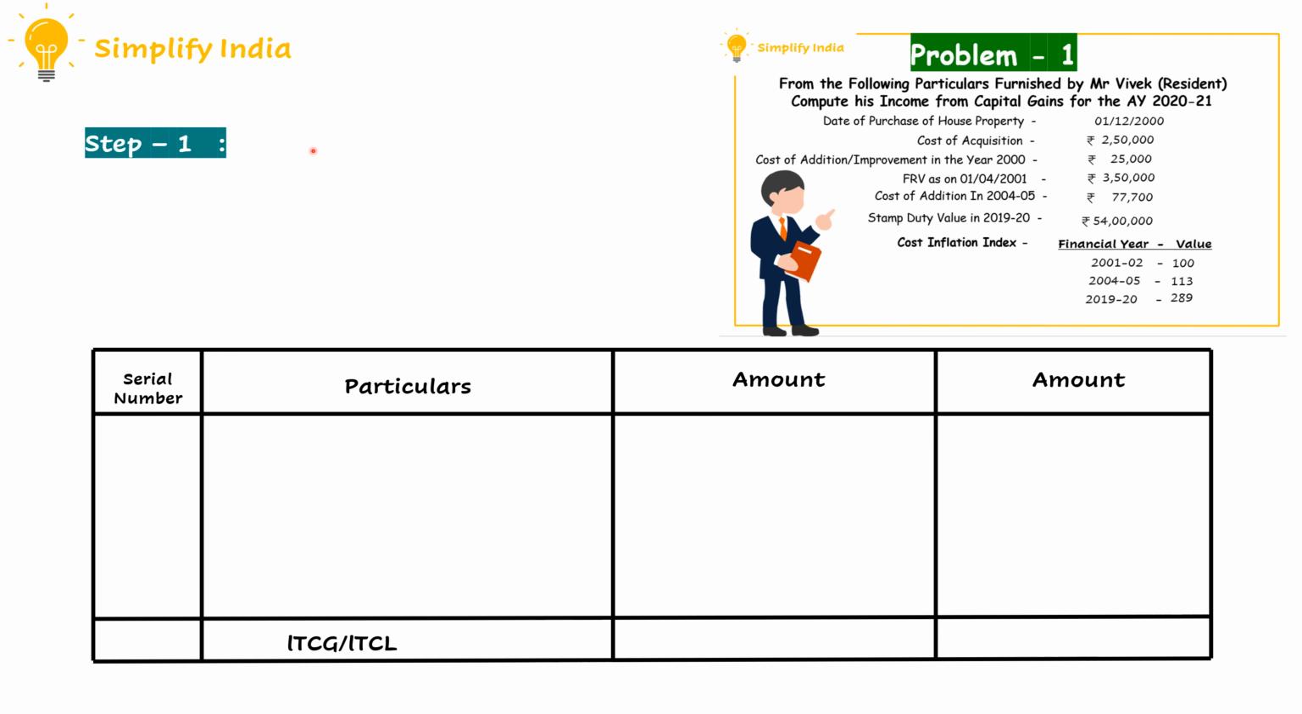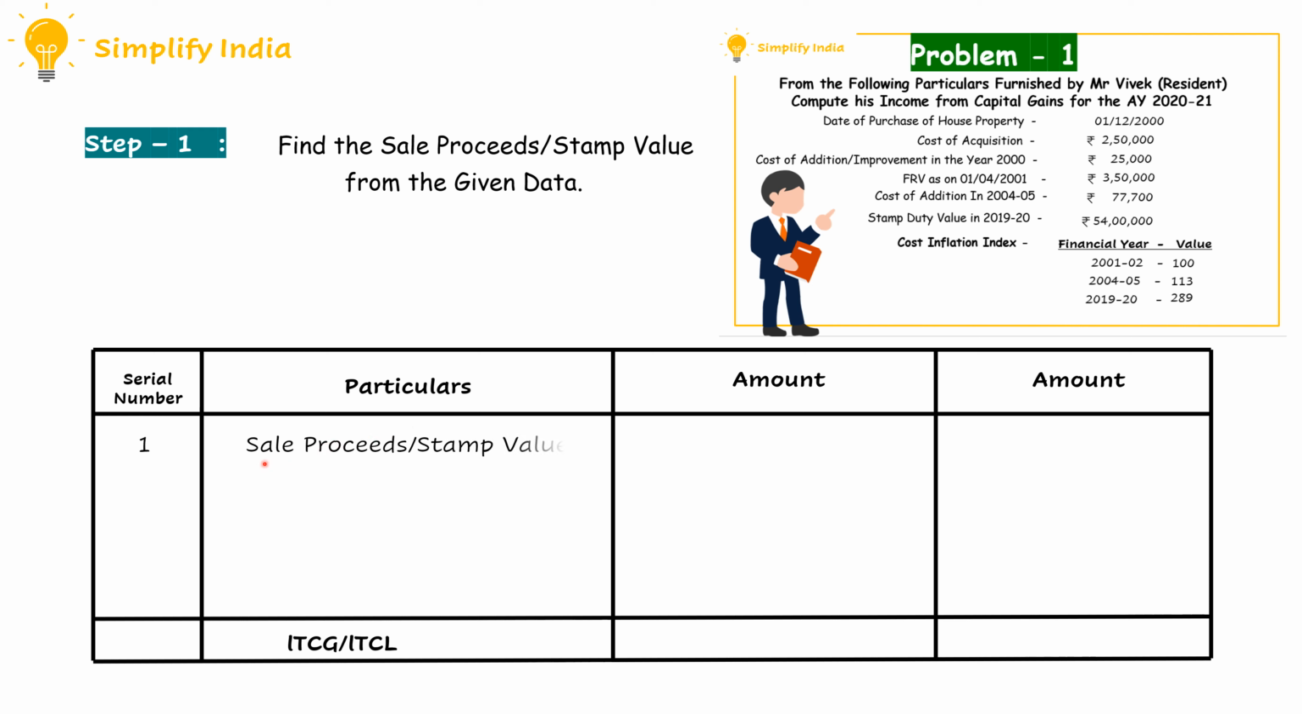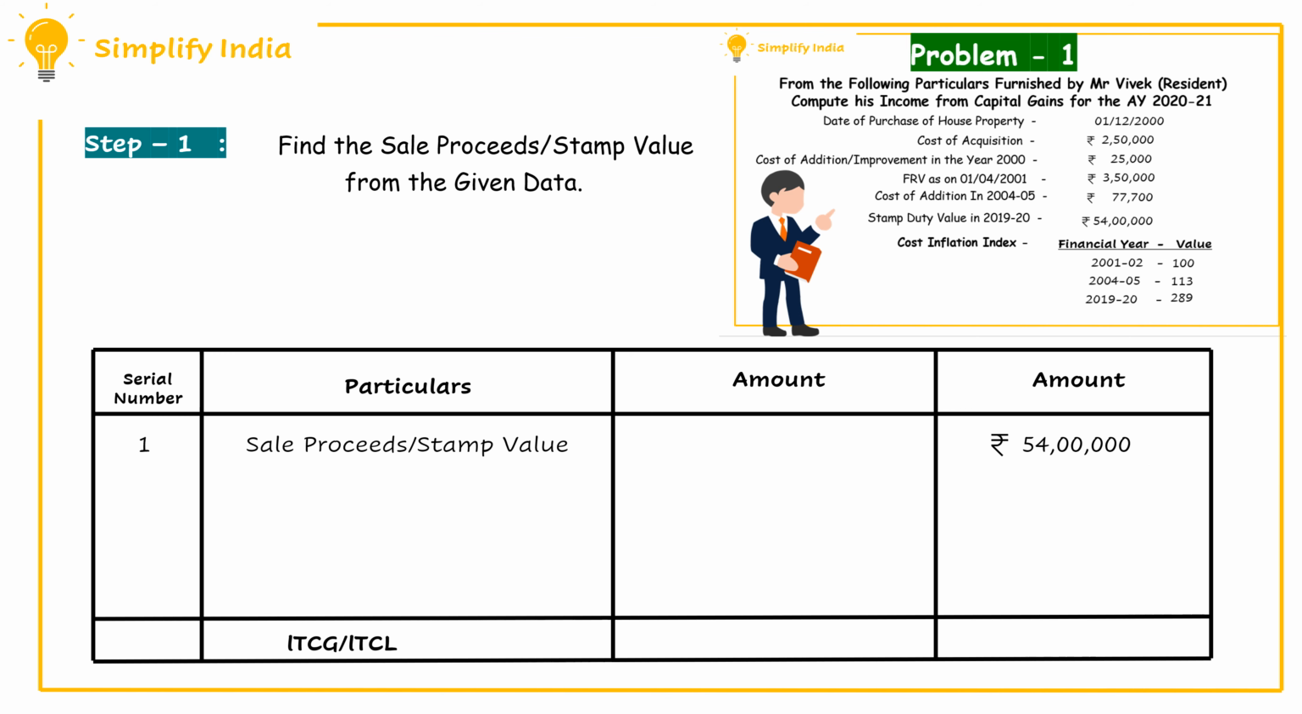Step 1. Finding the sales proceeds or the stamp value from the given data. Here in the problem they have mentioned the stamp duty value as of 2019 is rupees 54 lakh. So we have to take it down. First we have to take down the sales proceeds or the stamp value, and we have to write the amount in the outer column of the format.